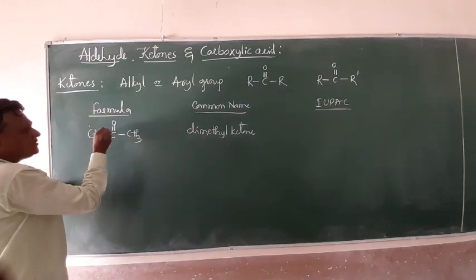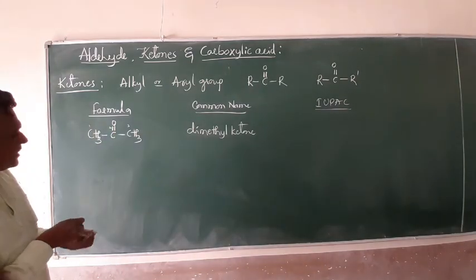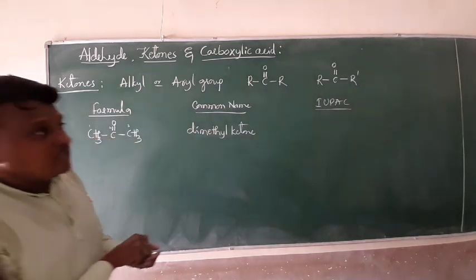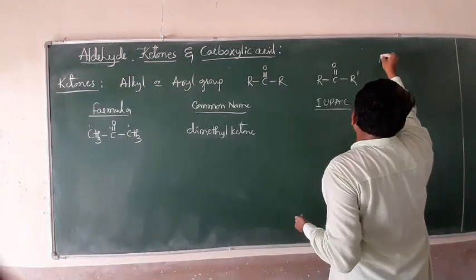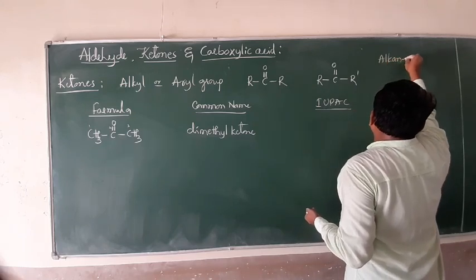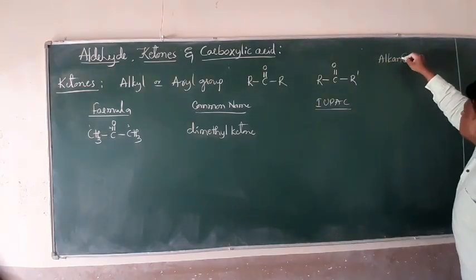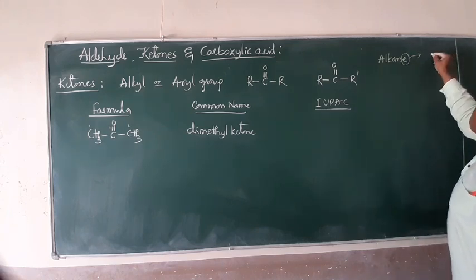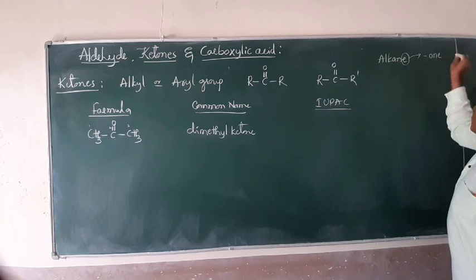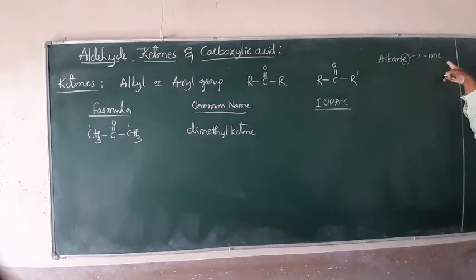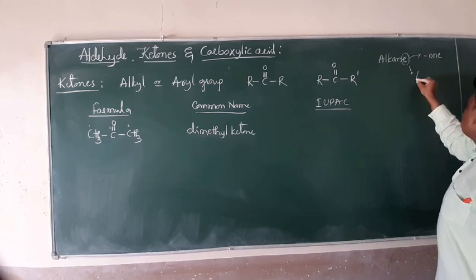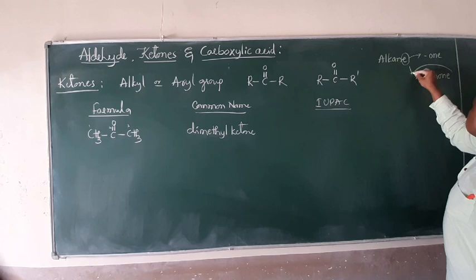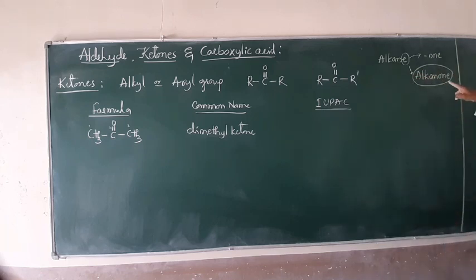In IUPAC, we have to mention the carbon numbers. There are 3 carbons, and the ketone is at the second position. So how to mention the IUPAC name? Very simple: from the alkane, the last letter E is replaced by the suffix ONE. Yes, this is the IUPAC name of ketone.